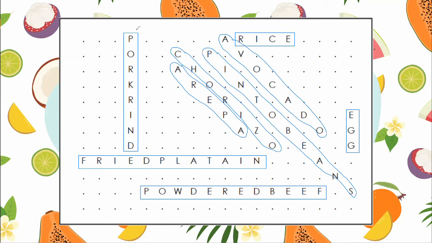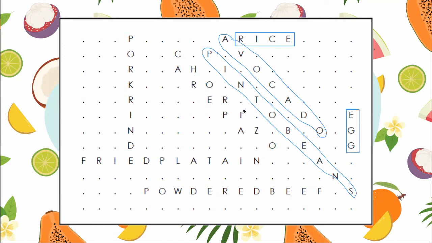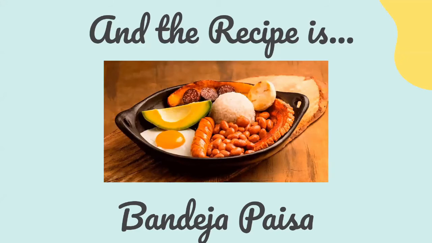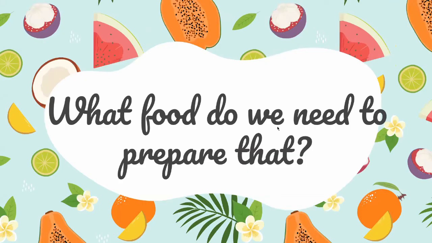So what recipe is there in Colombia with pork rind, fried plantain, powdered beef, arepa, chorizo, pinto beans, avocado, rice, and egg? What Colombian dish do we have with all those ingredients? So yeah, the bandeja paisa. Here you have the pork rind. Here you have the beans, the chorizo, arepa, fried plantain, rice, avocado, and fried egg. Perfect. Now let's move on into the following activity.